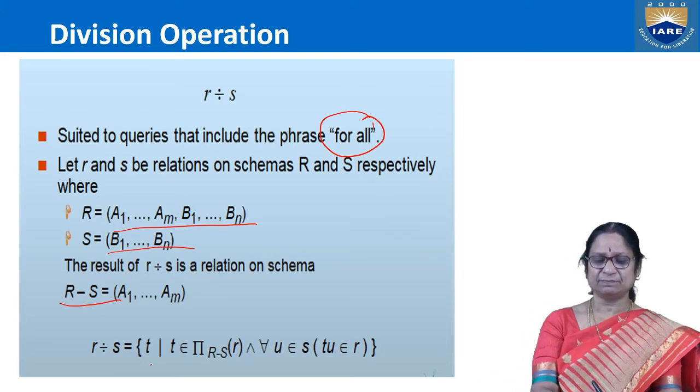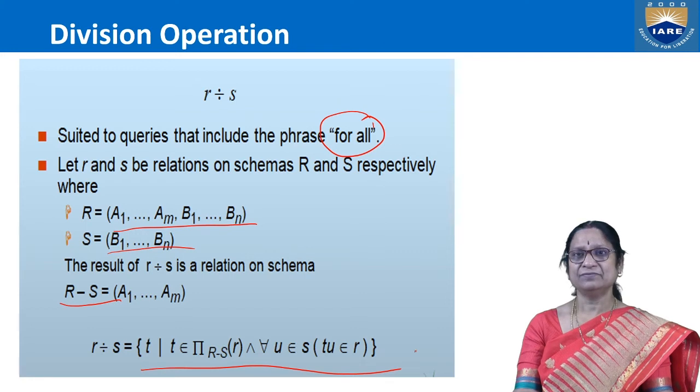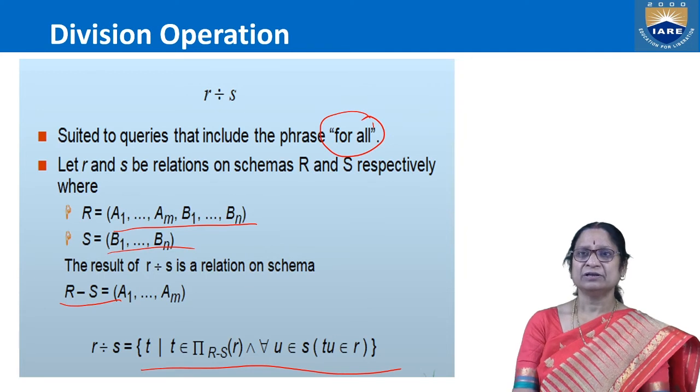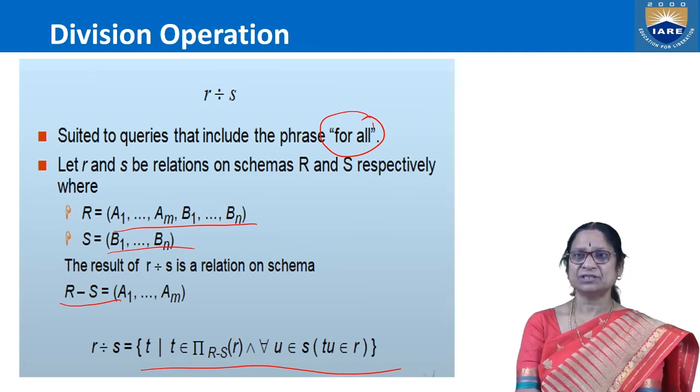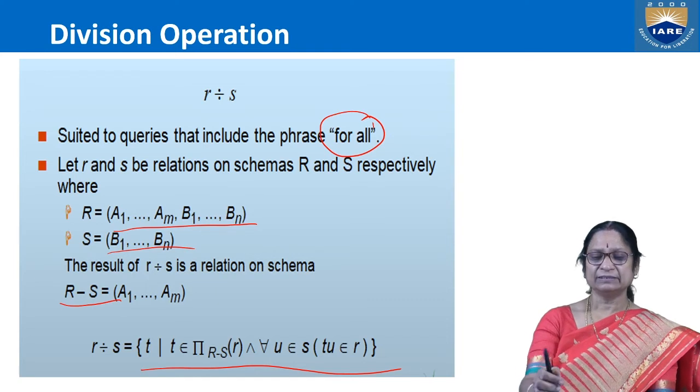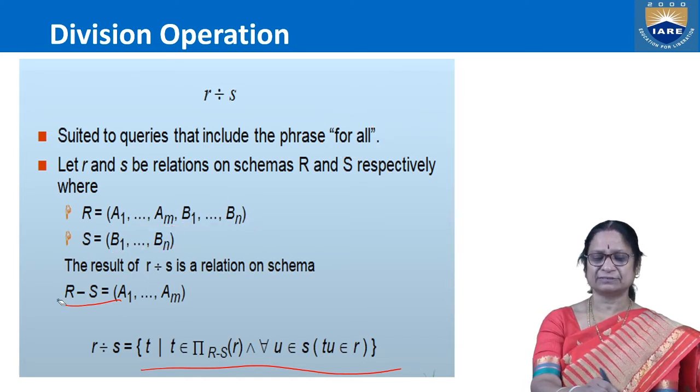Tuples. What are the tuples? Tuples are going to be like this. R divided by S is the set of all tuples t such that t belongs to pi of R minus S of R, and for all u belongs to S, tu belongs to R. That means for all tuples of S such that tu belongs to R, then t will be resulted. All tuples, remember that. Then only this division operation is going to be possible.